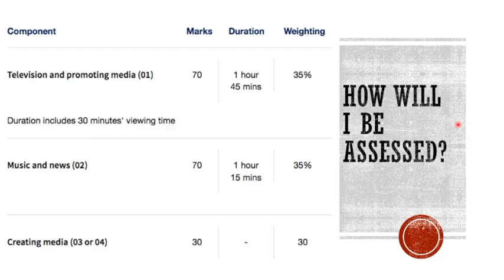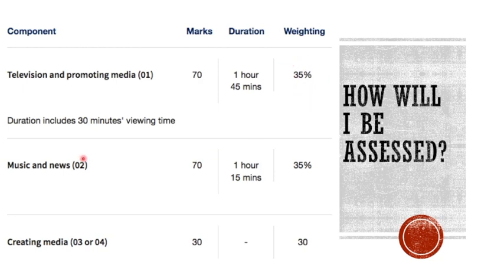And this is how you will be assessed. Okay, we have 2 exams in media. The first one is television and promoting media, and this is where we look at the BBC and ITV's The Avengers, and we look at the Lego Movie and what they did to promote it. And that exam is worth 70 marks and is 35% of the whole GCSE.